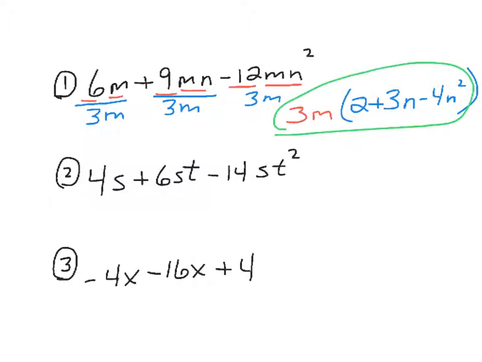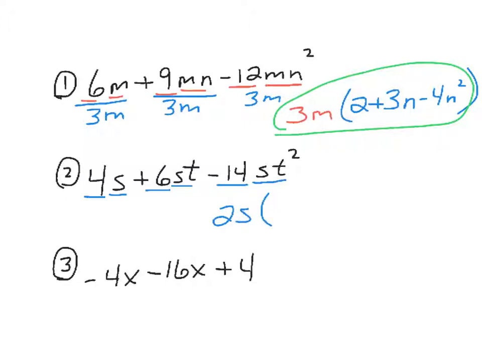As far as the second one goes, I'm not going to go through and do the division each time. I'll just talk it through. Once again, I'm taking a look at my numbers. I have a 4, a 6, and a 14. The common factor is 2, so I could factor a 2 out of those. As far as the variables, I have an s, an st, and an st squared. I can only factor out an s.